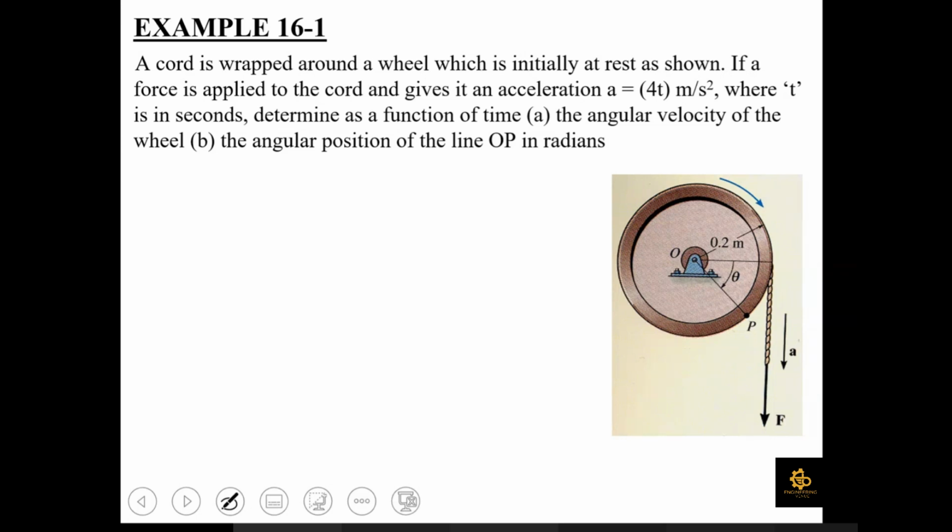You applied some force on the cord which gives an acceleration of 40 meters per second square as shown in this figure. You need to determine as a function of time the angular velocity of the wheel. So you need to determine omega as a function of time. And in the second part, you need to determine the angular position of this line OP. So in the second part you are being asked to find theta as a function of time.